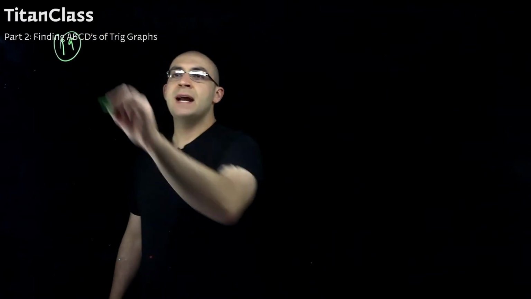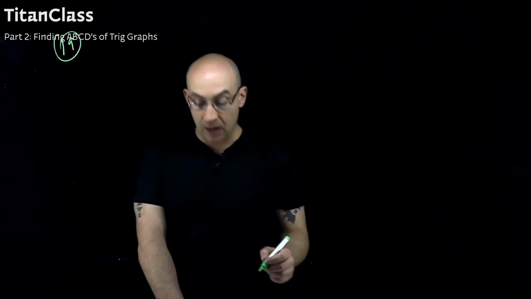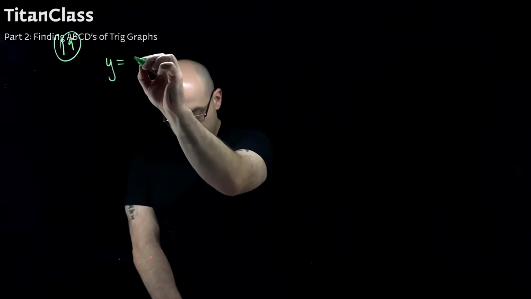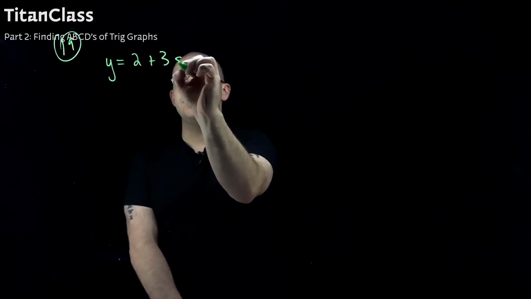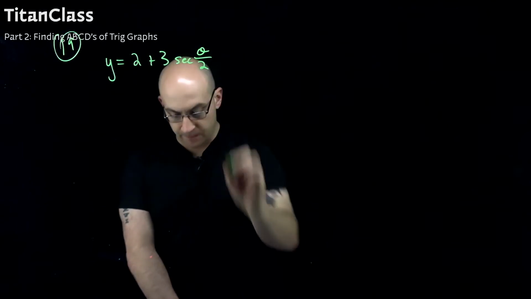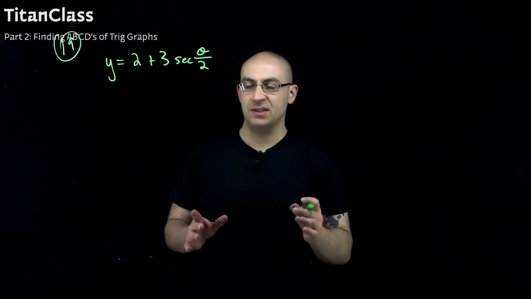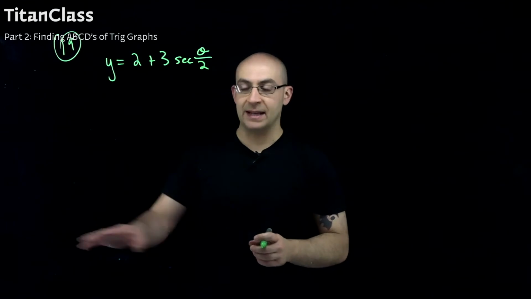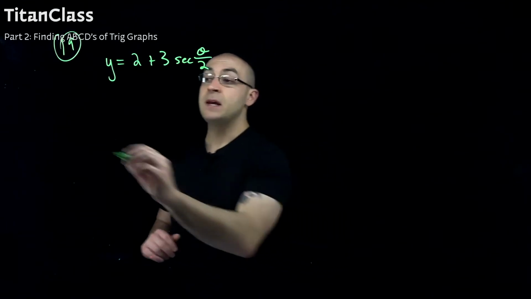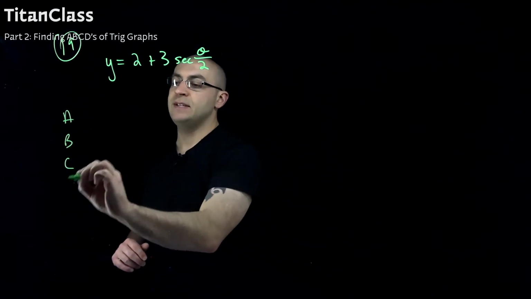All right, number 19 is going to be our secant graph. So y equals 2 plus 3 secant theta over 2. Okay, so just like cosecant, the rules for secant are just about the same. The asymptotes and the points when we get to after our ABCDs are just a little bit different. So let's go ahead and do our ABCDs.